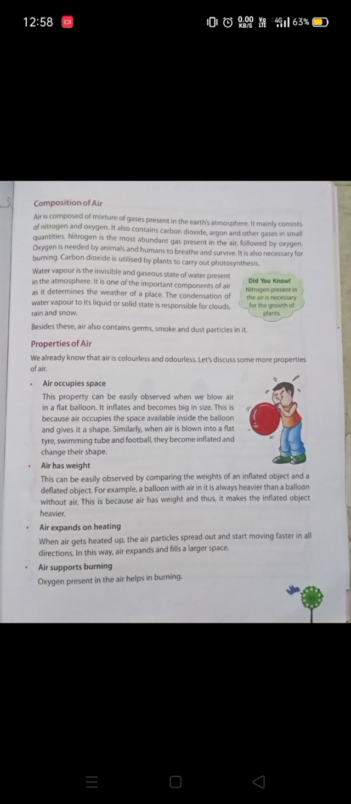Air supports burning. We read just now, oxygen present in the air helps in burning. If we burn something, what helps the things to burn? The oxygen that is present in the air. Did you know, let us read this also. Nitrogen present in the air is necessary for the growth of plants. What is necessary for the growth of plants? A new thing you are learning, the nitrogen that is present in the air. Nitrogen is a gas, the most abundant gas present in the air. You should know this. And nitrogen present in the air is necessary for the growth of plants.